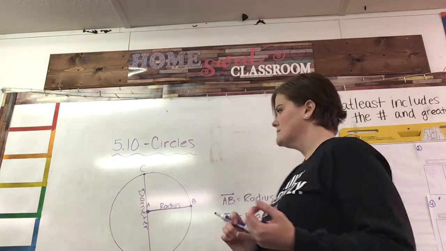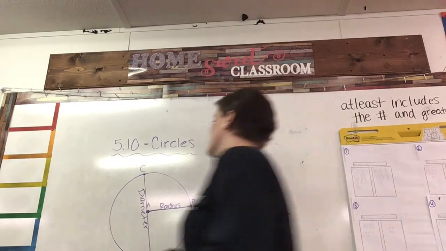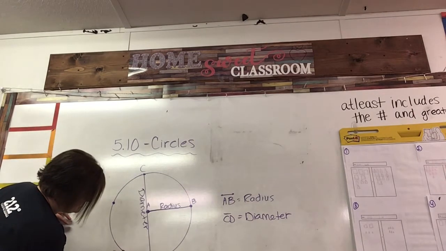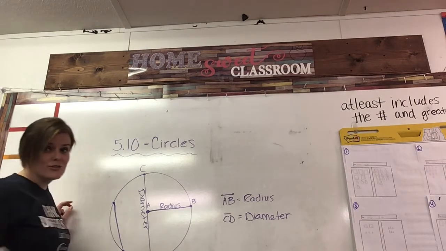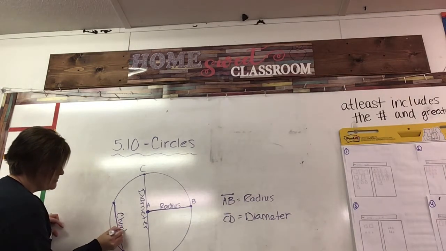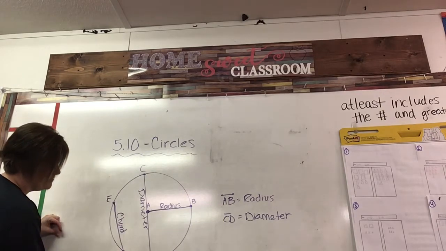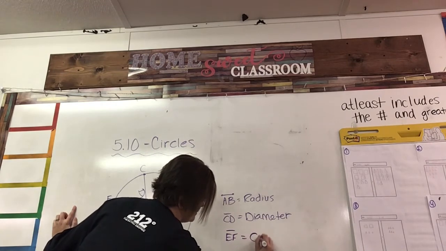Now we have another piece of a circle that if it touches 2 points on the circle, but it doesn't have to go through the center point, that's called a chord. And I know you guys want to call it a chord. It's not a chord, it's a chord. Don't call it a chord. So let's do EF. So EF is a chord.